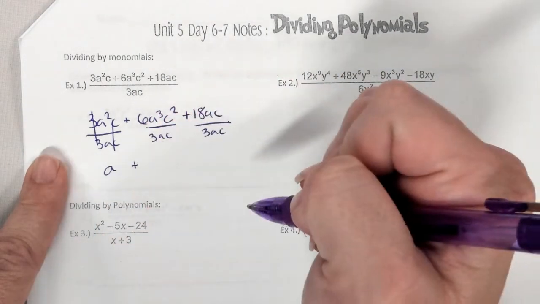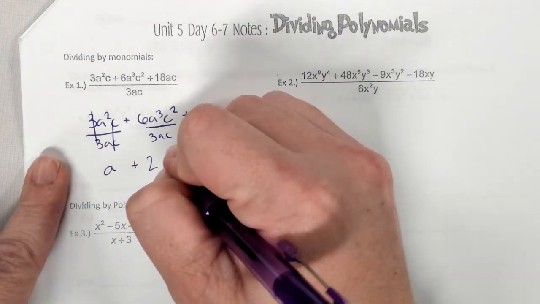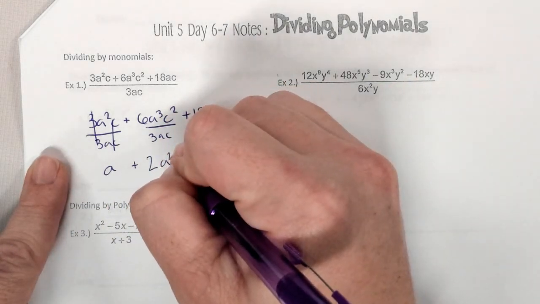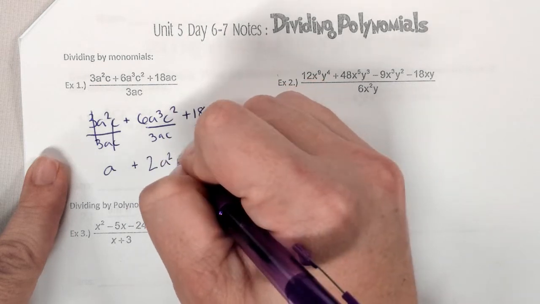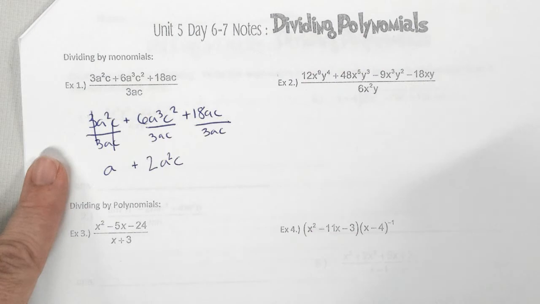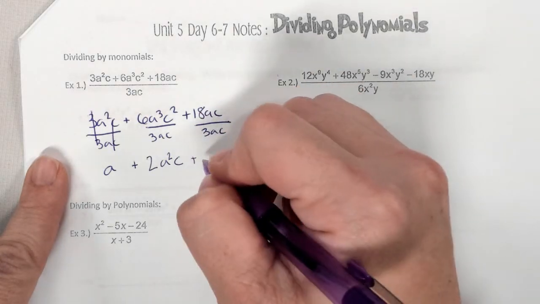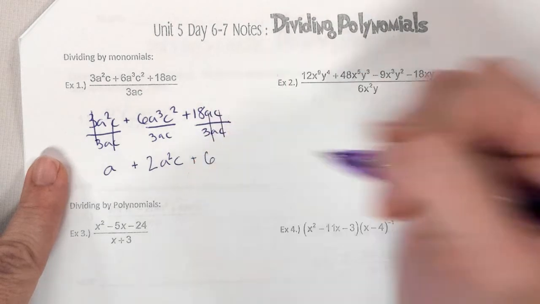What's 6 divided by 3? 2. Where are there more A's? On top. Okay, and 3 minus 1 is? 2. Where are there more C's? On top. 2 minus 1 is 1, so there's your second term. Plus, what's 18 divided by 3? 6. And your A and your C cancel.